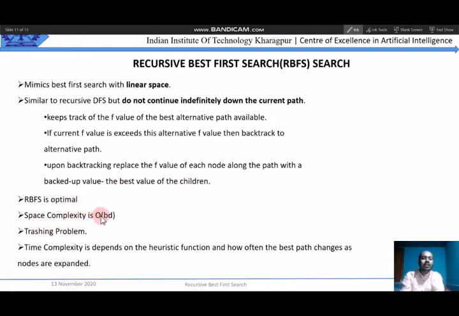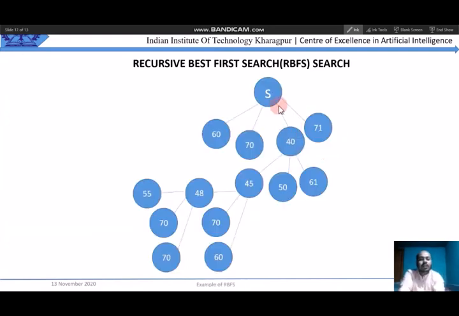Space complexity is BD, where B is the branching factor and D is the depth, like IDA star. So it's linear, and the time complexity depends on the heuristic function. And there is a problem, that is the thrashing problem. This will be discussed with an example in the next slide. The simple example of RBFS.